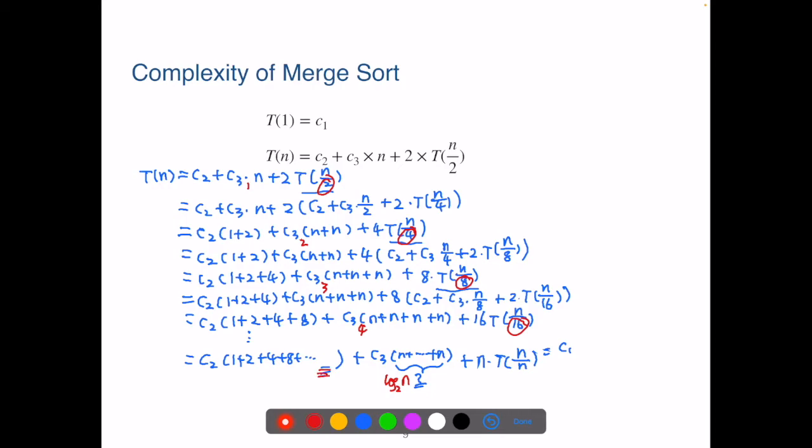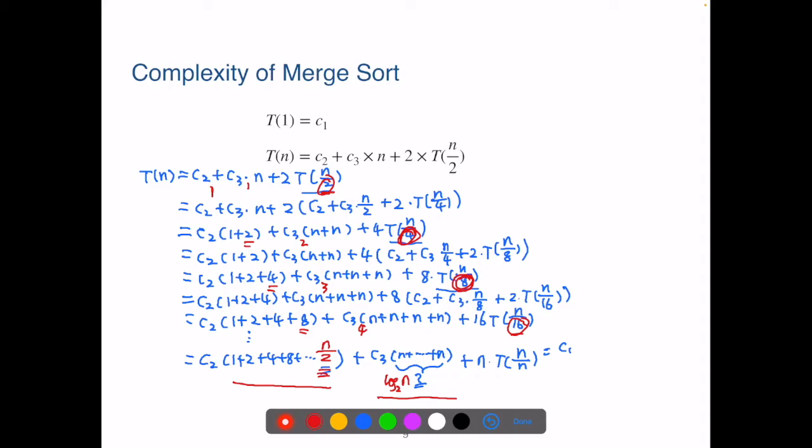And then what about the last term? When we have 2 here, we have 1. When we have 4 here, the last term is 2. When we have 8 here, the last term is 4. When we have 16 here, the last term is 8. So the last term is n over 2. So what's this?